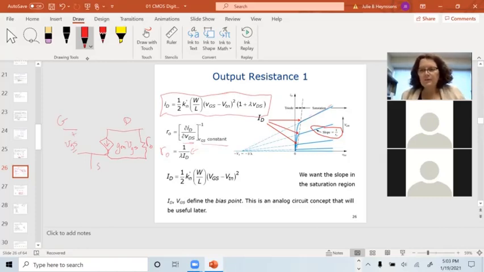It's not a physical resistor that resides inside the transistor. It is a linear model to make the equations work out, and it's modeling the slope of this line. It only exists in saturation. So it's not a physical resistor, it's a modeling resistor.